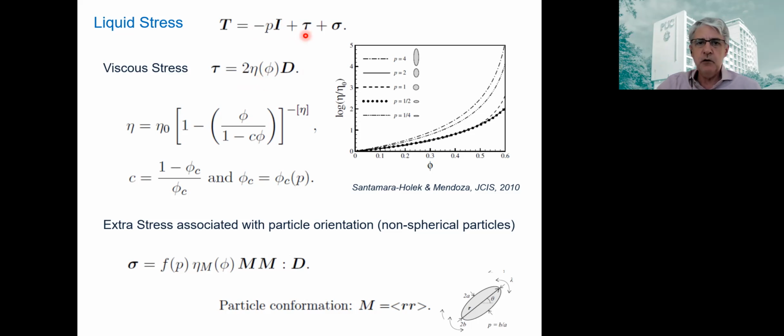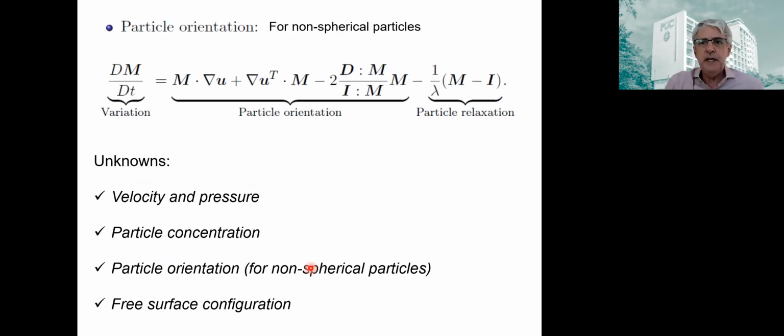But if the particles are elongated, there's an extra stress associated with the particle orientation. This extra stress is given by this term here, where m is the particle conformation tensor. So it gives the direction of the particle. And when we do this double dot product with the deformation rate tensor, we are looking at how the particle is aligned or not with the flow direction. So we need an extra equation for non-spherical particles that will tell how this orientation, how this particle conformation, is transported.